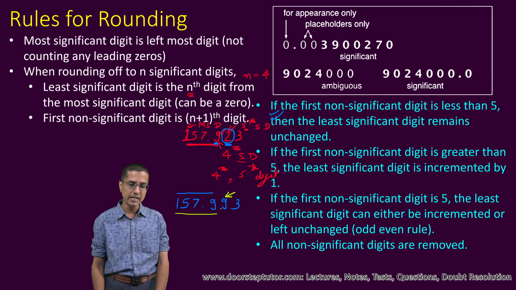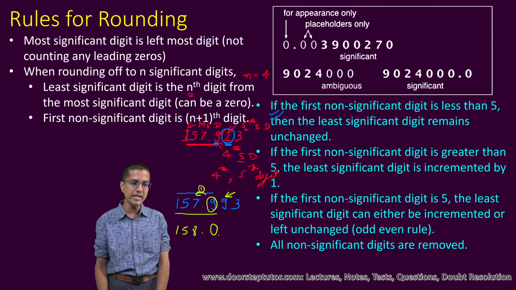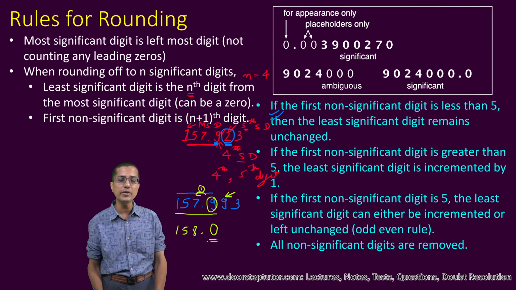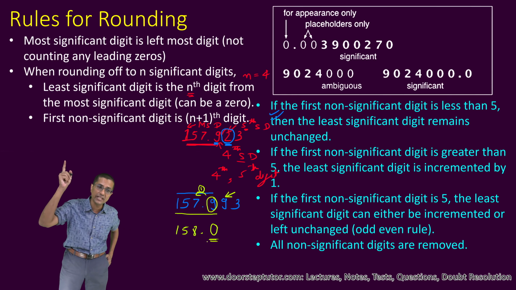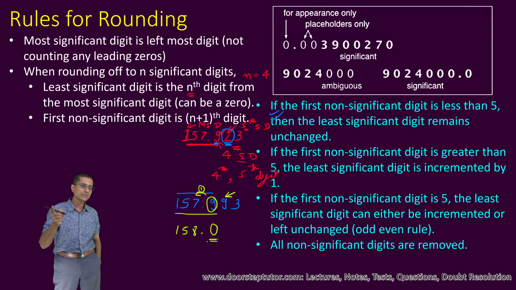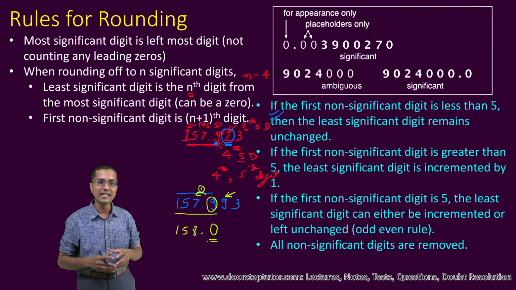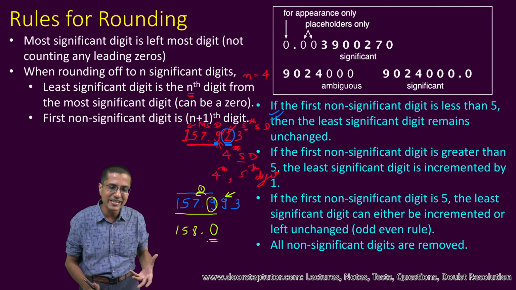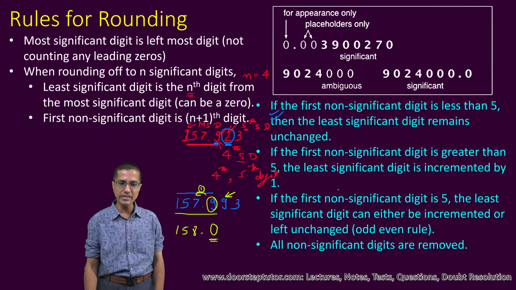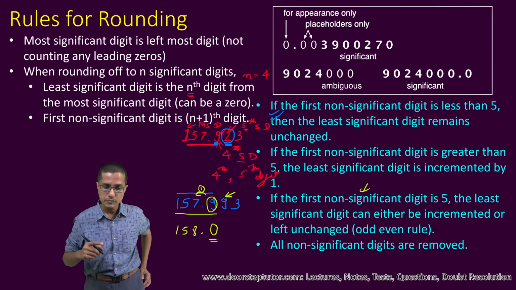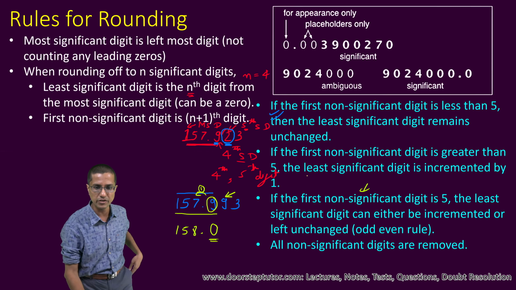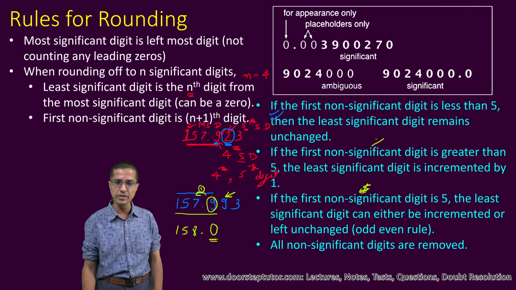It is 9. So this digit has to be incremented. Because this digit has to be incremented, it will become 10 and 1 will be carried over. And this will become 158.0. So this 0 is actually significant. It is important that we keep it there, because that is part of my significant figures. So this is what the second rule is saying.